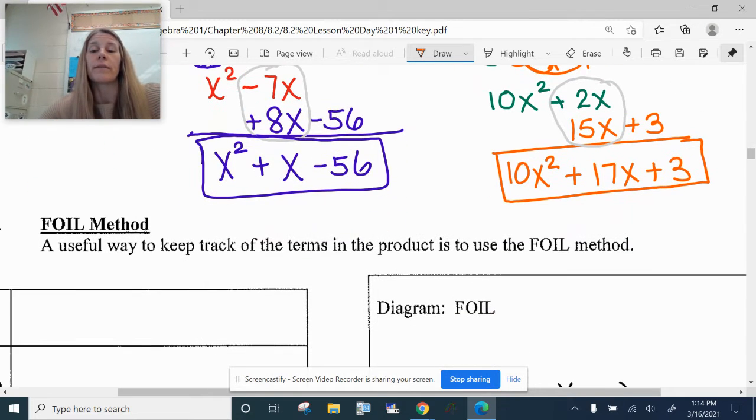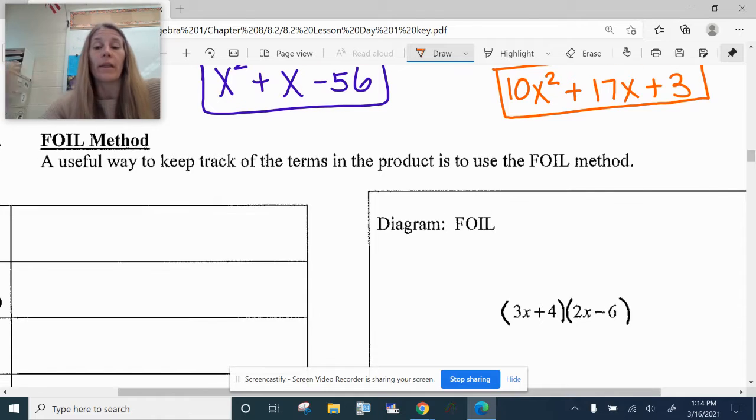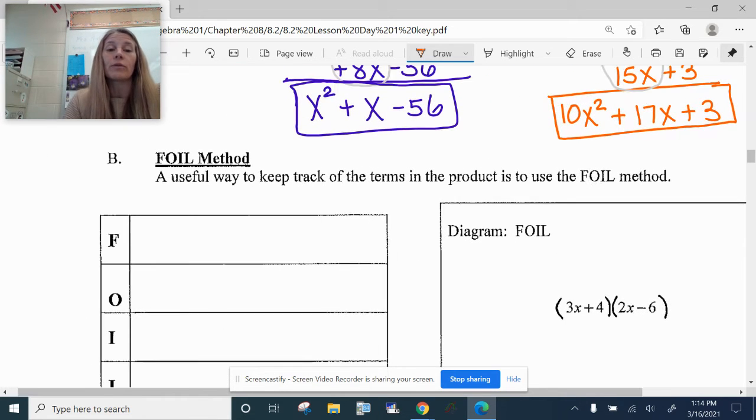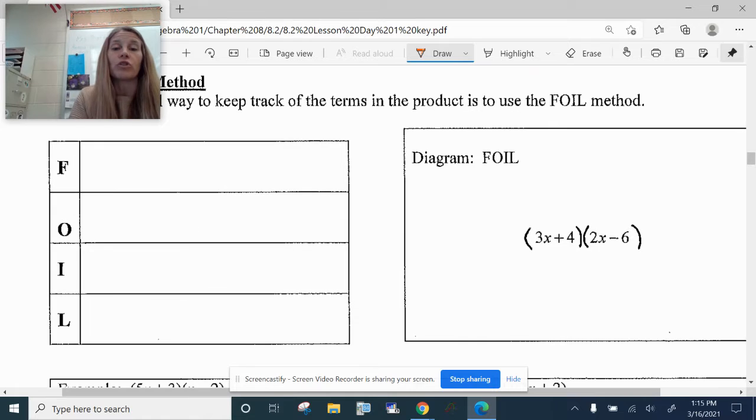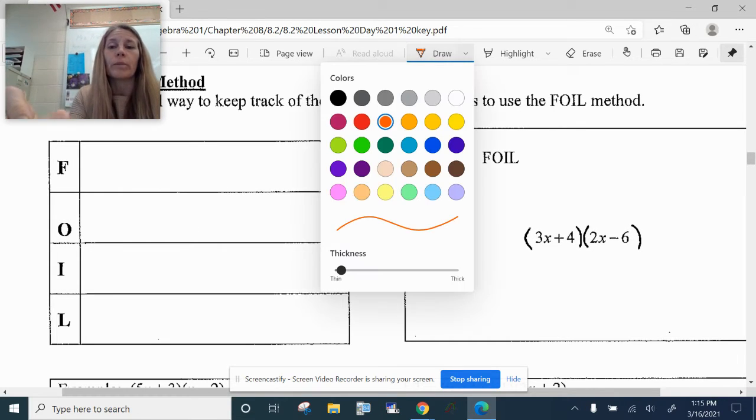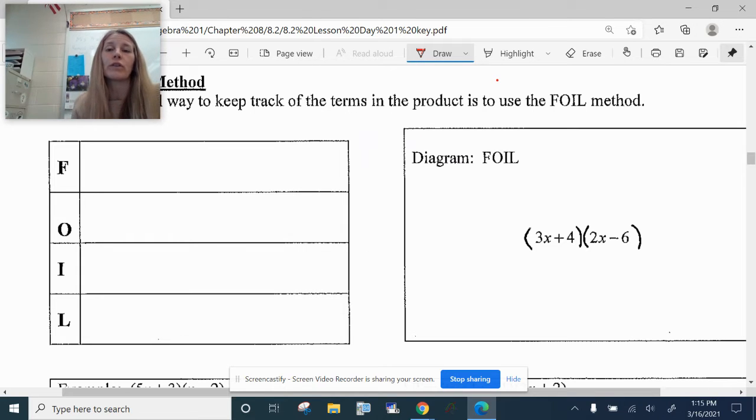Now, you might have heard of something before called the FOIL method. What the FOIL method is really just an acronym to remember the 4 steps in multiplying 2 binomials. So if you're pretty good with distributing, you don't really need to think about the FOIL method, but at least you're familiar with the term, because a lot of teachers or people might refer to, oh, just FOIL it. Anytime you have to multiply 2 binomials, we often use that word a lot as teachers.